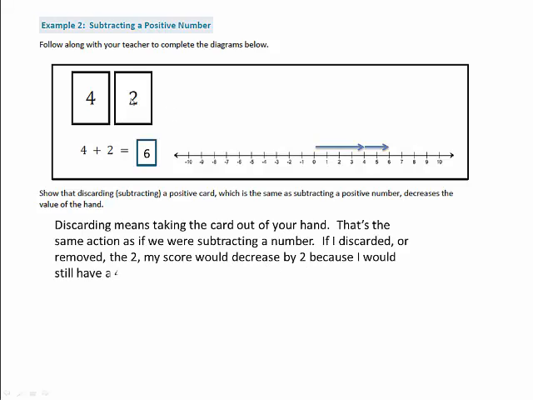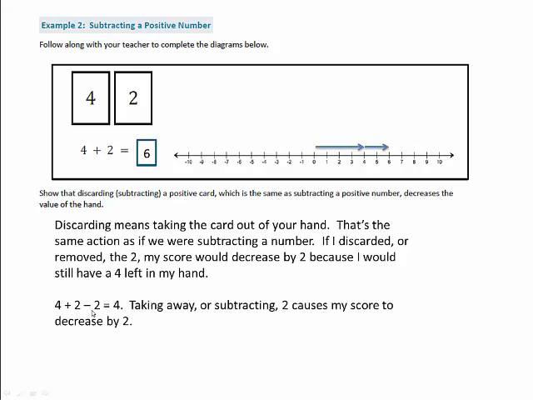My score would decrease by 2 when I took this out of my hand. I can show that mathematically. 4 plus 2 minus 2, because I'm taking away the 2, gets me back to 4. So taking away or subtracting the 2 causes my score to decrease by 2. Remember, decrease means get smaller.